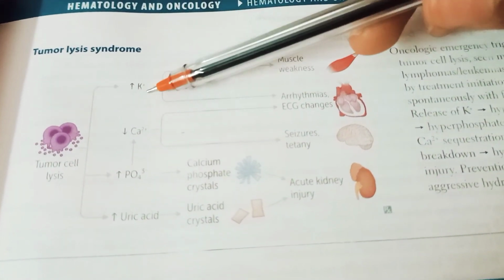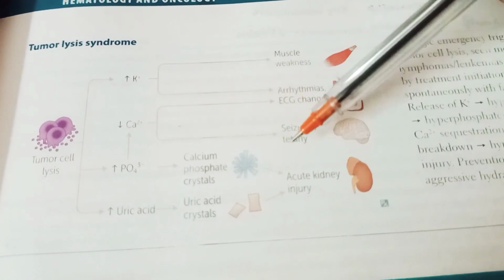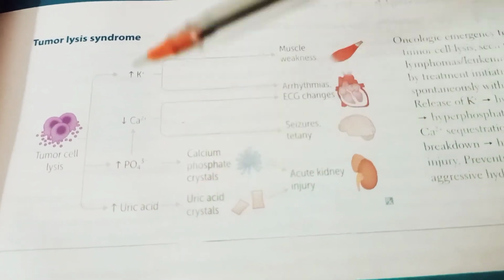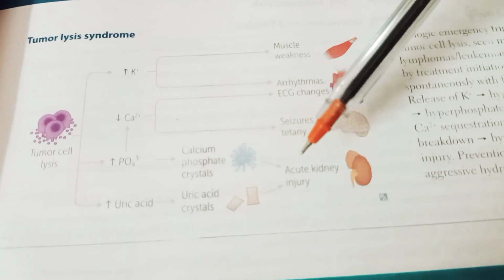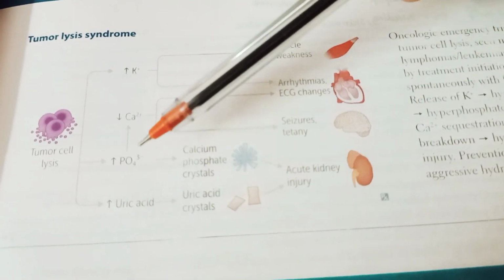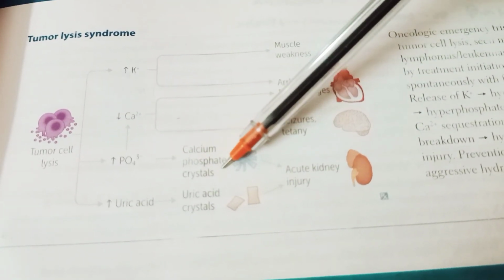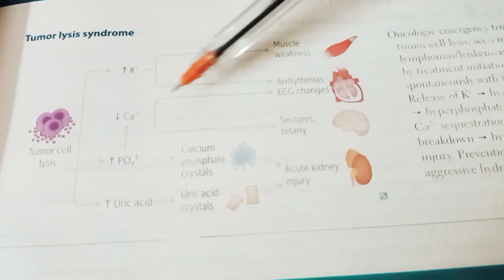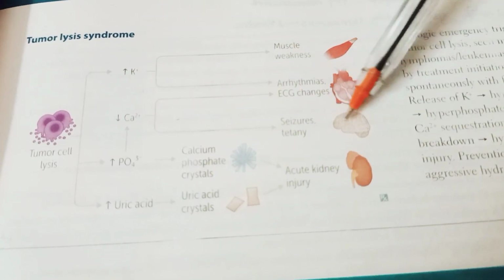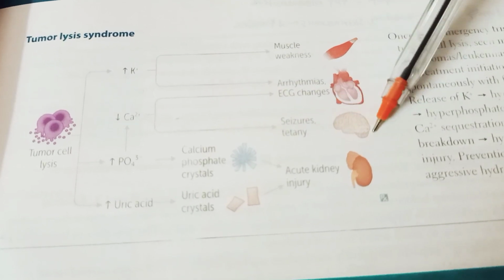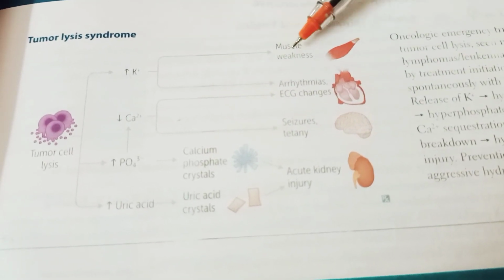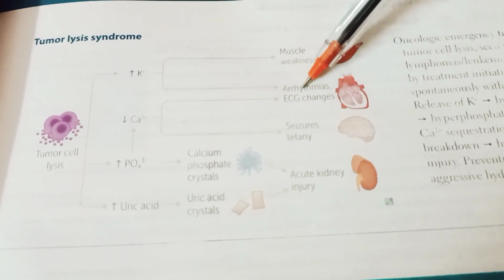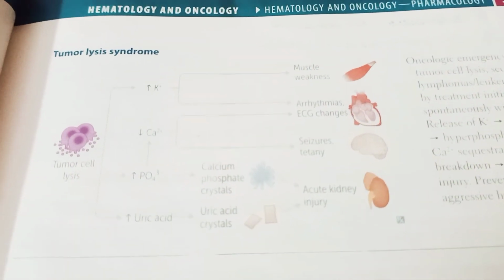So you can see here in tumor lysis syndrome, there is excessive potassium, low calcium because it is sequestrated with phosphate, high phosphate, and high uric acid. High uric acid leads to uric acid crystals, which lead to acute kidney injury. High phosphate leads to calcium phosphate crystals, again acute kidney injury. Low calcium will lead to ECG changes, seizures, and also tetany. High potassium will lead to muscle weakness. So this is tumor lysis syndrome.